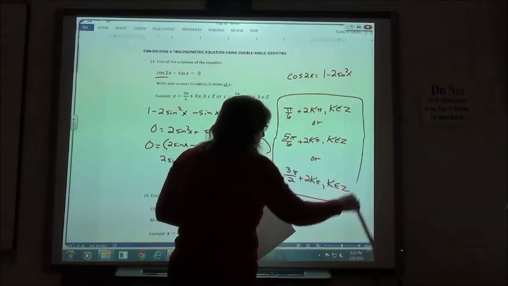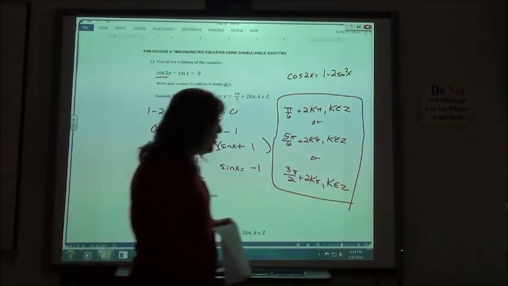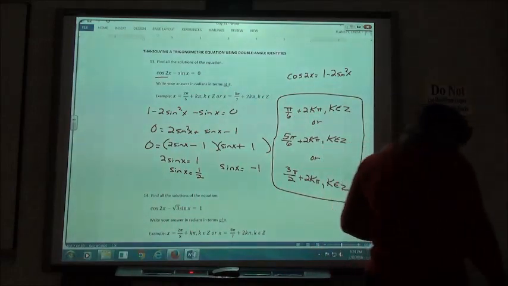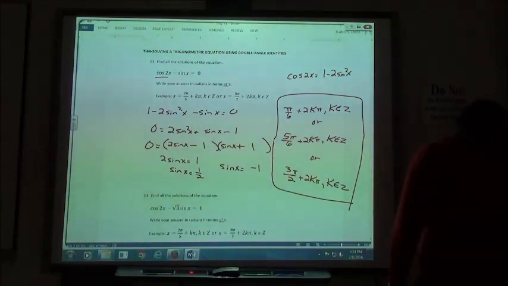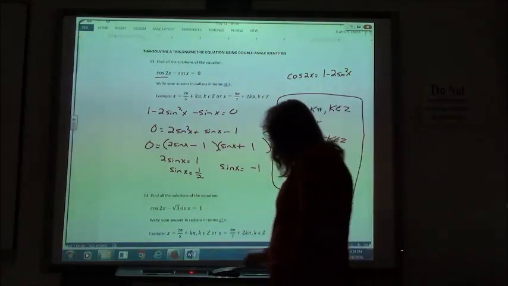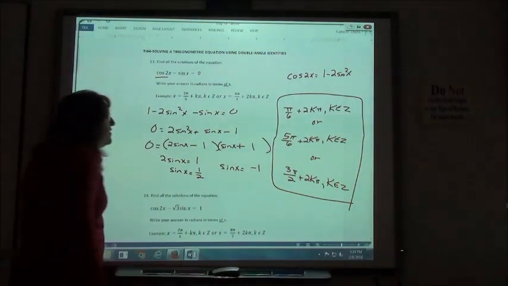So those are our answers, keeping in mind that we were doing the sine, so that we had 2k pi over there: pi over 6 plus 2k pi, 5 pi over 6 plus 2k pi, or for the -1, 3 pi over 2 plus 2k pi, and of course k being an element of z.